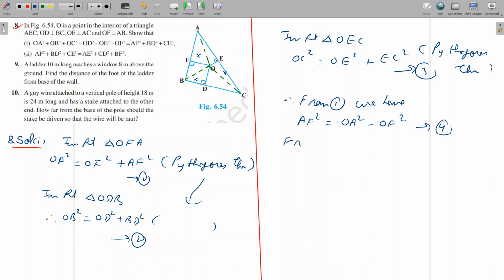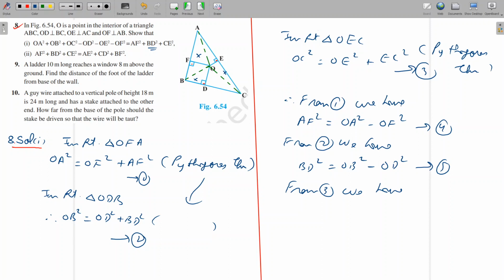Then from the second, we need BD square. So BD square will be equal to OB square minus OD square. Let this be fifth. Then from the third, we need CE square. So EC square is equal to OC square minus OE square. Let this be sixth.